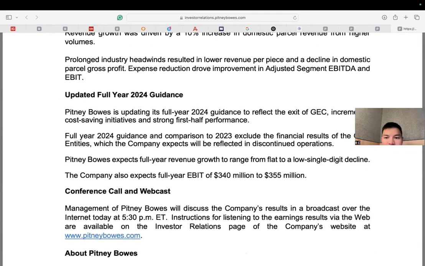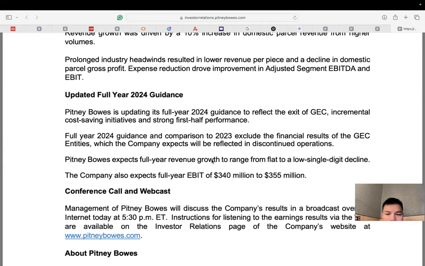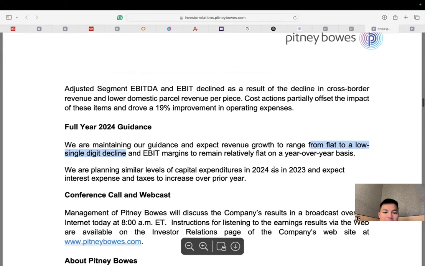This is going to be updating, exiting, increasing cost. Full year guidance excludes discontinued. Expect full year range from flat to a low single digit decline. This is it. Let's start. Flat to a low single digit decline in terms of, okay, this one, 340, 355.